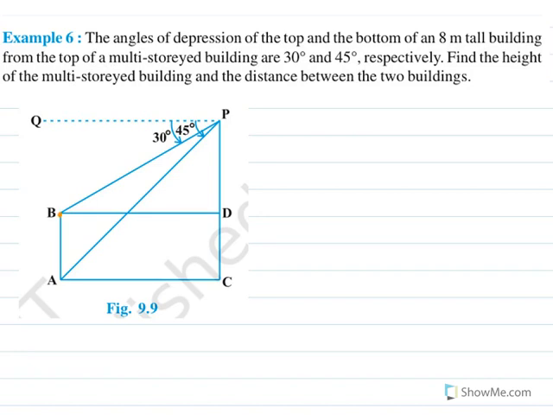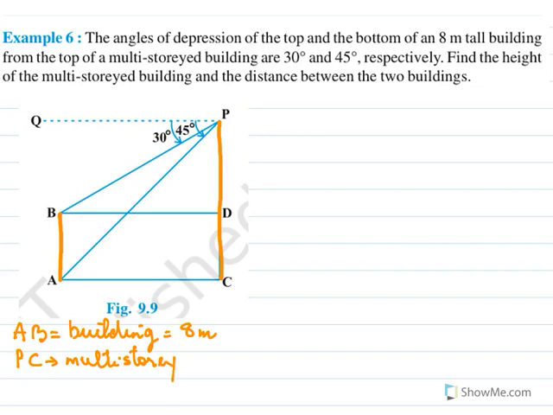So first here we have two buildings. One is the small building AB, and then we have the tall multi-story building which is PC. This is the first part. AB represents the building, which in this case is not very tall, 8 meter, and PC represents the multi-story building, which we do not know the height of.